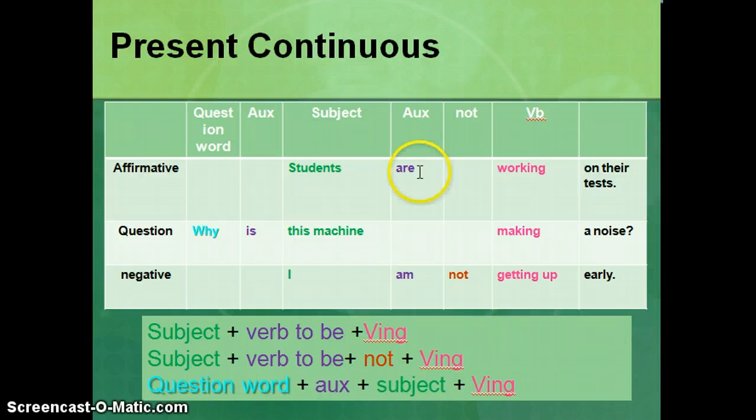For negative sentences, we've got the subject, the verb to be, not, and the verb in ing. And with question words, we've got the question word, the auxiliary of verb to be, so it's am, are, or is, the subject, and the verb in ing.